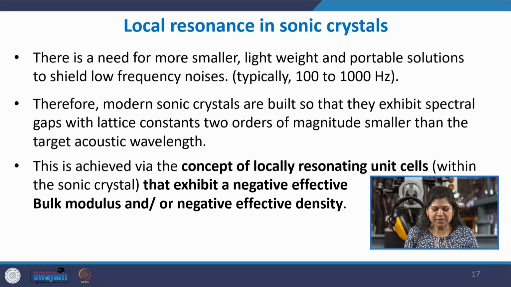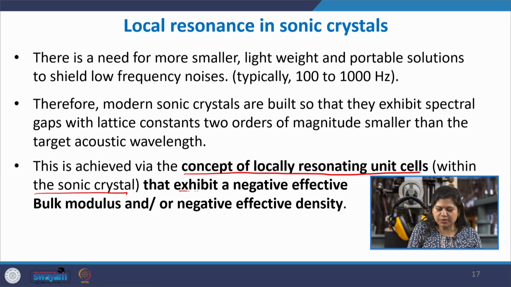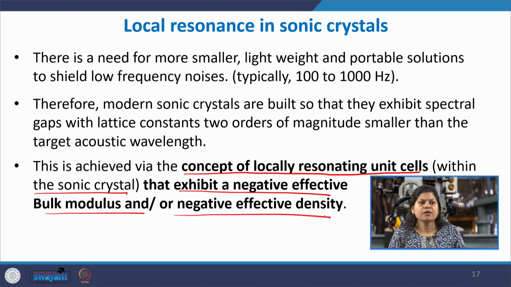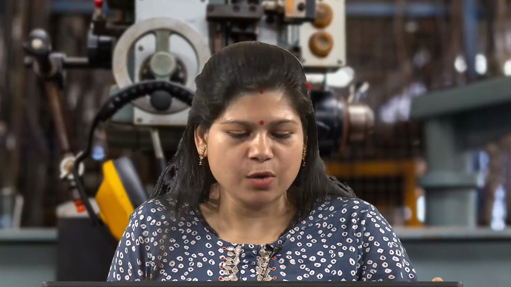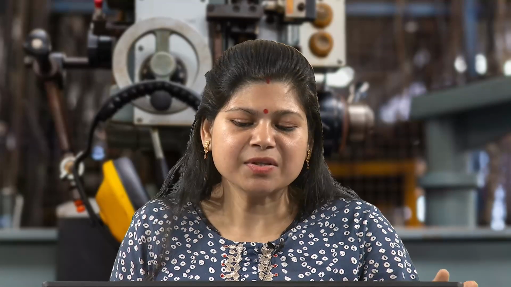So, what is this principle? Here, the concept is locally resonating unit cells within the sonic crystal that exhibit a negative effective bulk modulus and/or negative effective density. At the very beginning when we were discussing metamaterials, it was said that the principle is mainly that metamaterials can achieve either a negative effective density or a negative effective bulk modulus, both of which will act to attenuate the sound waves. So, here also the same principle is there.